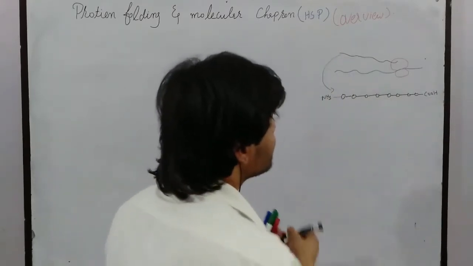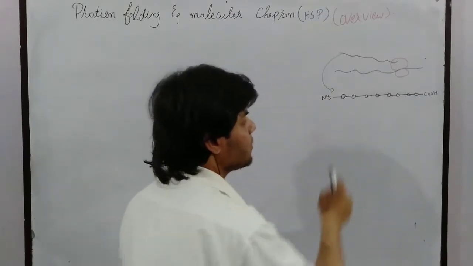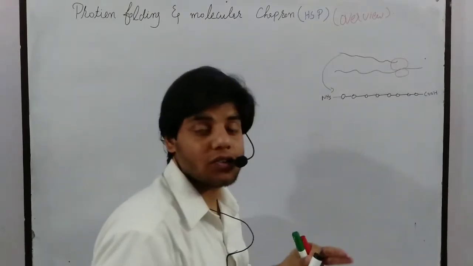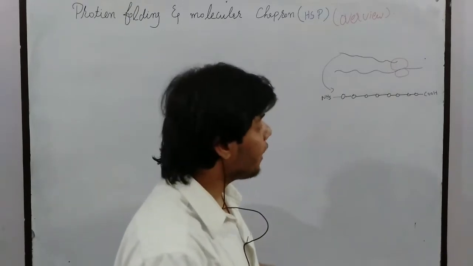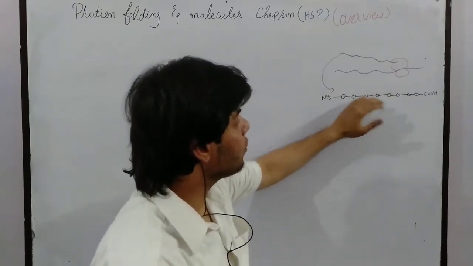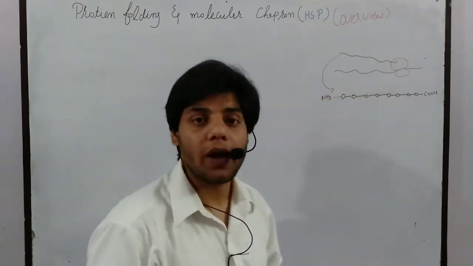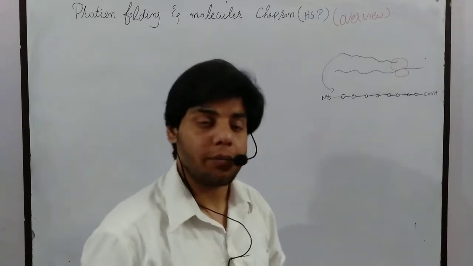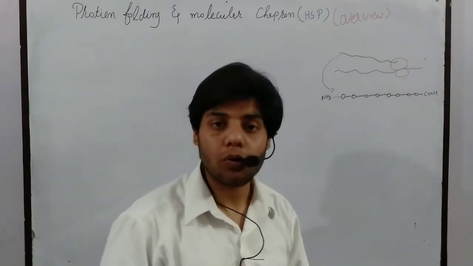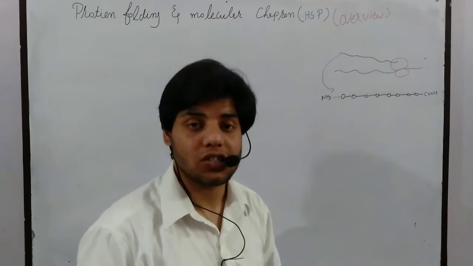Okay, so this is actually the linear form of the protein, as you can see. These circles are the amino acids, and you should know that at one end of the protein we have the amino group, which is the N terminus, and at the other end we have the carboxylic group, which is the C terminus.